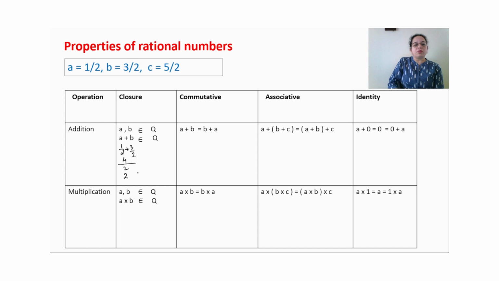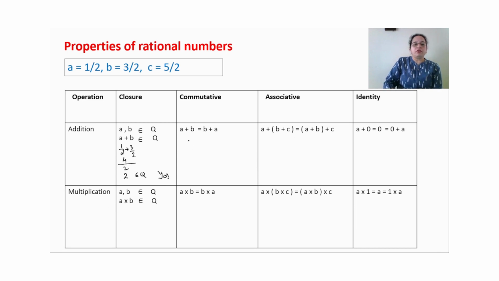And what can we say about 2? 2 is also a rational number. So we see that we can observe the closure property in addition. So I am writing yes, we can observe the closure property in addition of rational numbers.